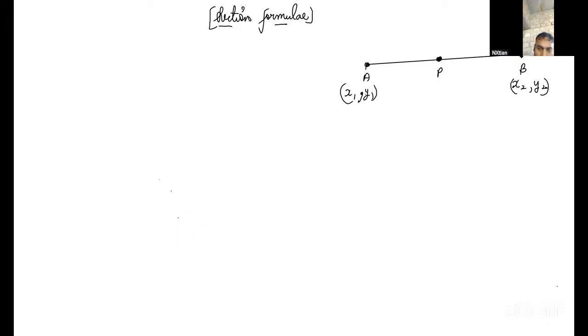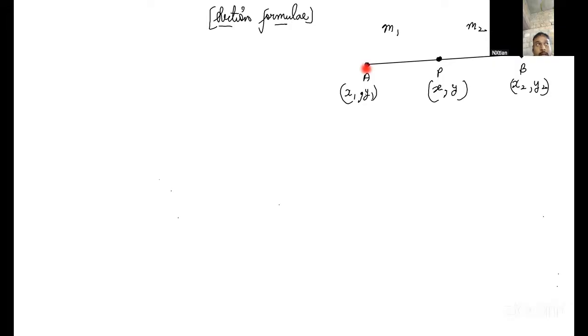So this is x1 comma y1. This is x2 comma y2. This is A. This is B, and this is one point P which divides this line segment. The coordinates of P are x comma y, and it divides the segment into the ratio m1 to m2. Okay, I will repeat it again.